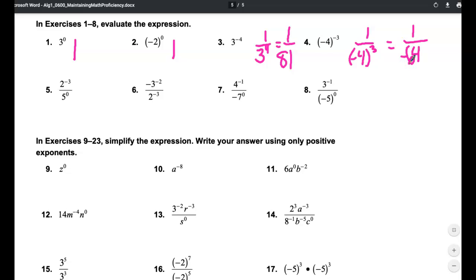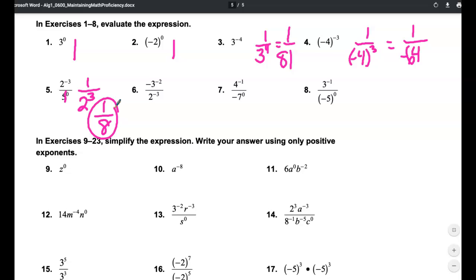Okay, on number 5, what does the bottom simplify to? So this is 1. Now I have a negative exponent, so I move it to the bottom. So it'd be 1 over 2 to the 3rd. 1/8 is correct. So you can't just have 8. It has to be 1/8. So fix it.